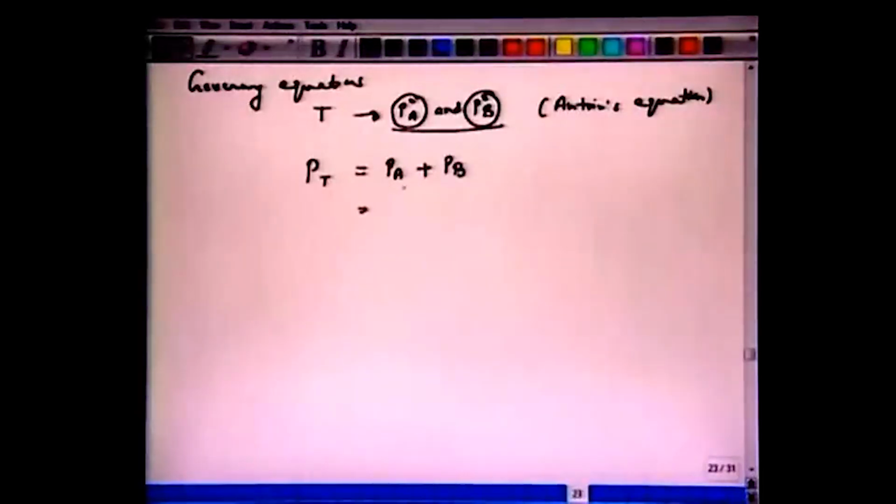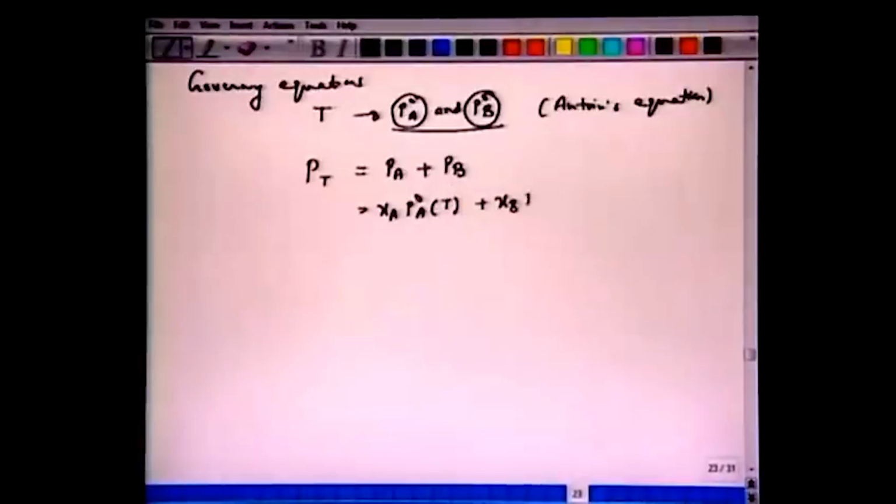What is the partial pressure of A? Raoult's law, now assuming ideal gas law, ideal systems, we have XA PA0(T). And similarly for B, we can write XB times the vapor pressure of B. So we are assuming they are ideal components, they behave as ideal solutions. And XA PA0(T) is the partial pressure, which can also be equated as YA into P. So essentially the partial pressure in the liquid phase we have equated with the partial pressure in the vapor phase. This will also equal YB into P.